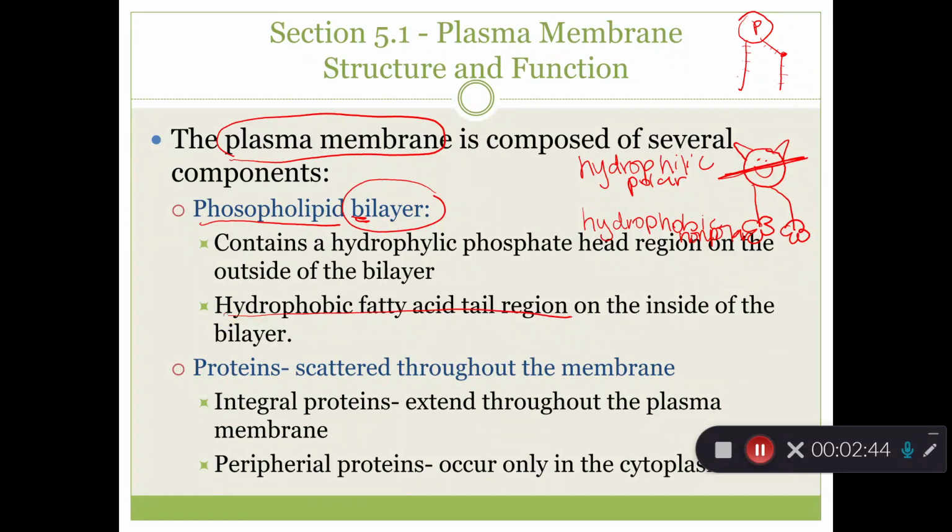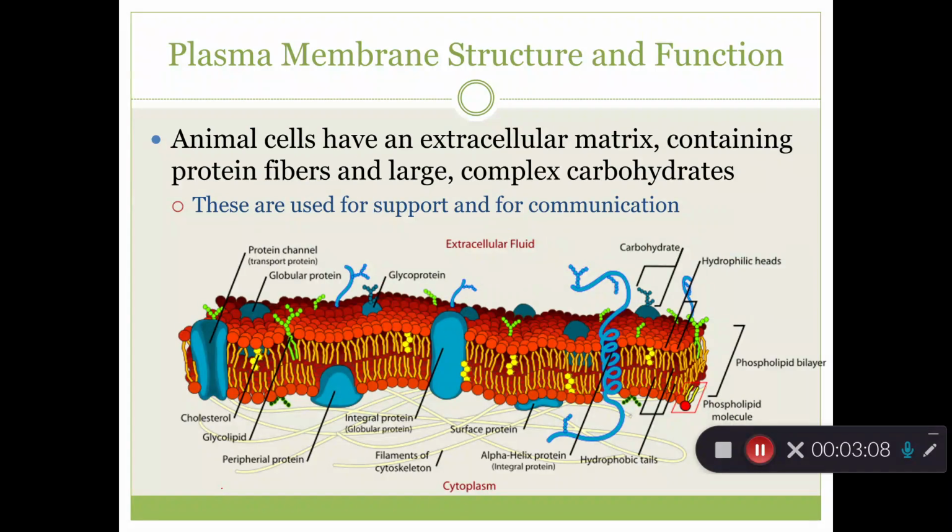Okay, there's also protein. So what is the plasma membrane made of? It's predominantly made of phospholipids and proteins. Proteins are scattered all throughout. There are integral proteins that extend throughout the plasma membrane, and then there are the peripheral ones that just stick on one side or the other. Let me show you this picture right here. You'll be able to see. So this one goes all the way through both.